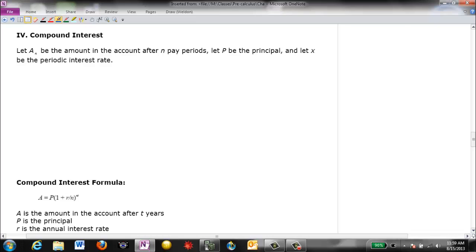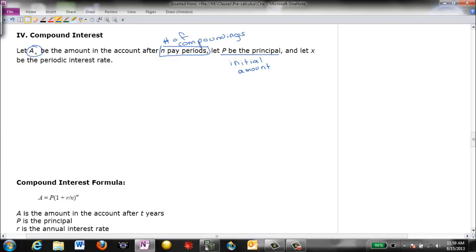Okay, so notice here it says let A of n be the amount in the account after n pay periods. So when they say n pay periods, it's another word for after so many compoundings, right? So n represents the number of compoundings that are going to take place. Okay. P is the principal amount. So essentially, when you go to the bank, you give them a certain amount of money to put into your bank account, the initial amount that you start with. So we'll say initial amount, and then we're going to let x be the interest rate, right?